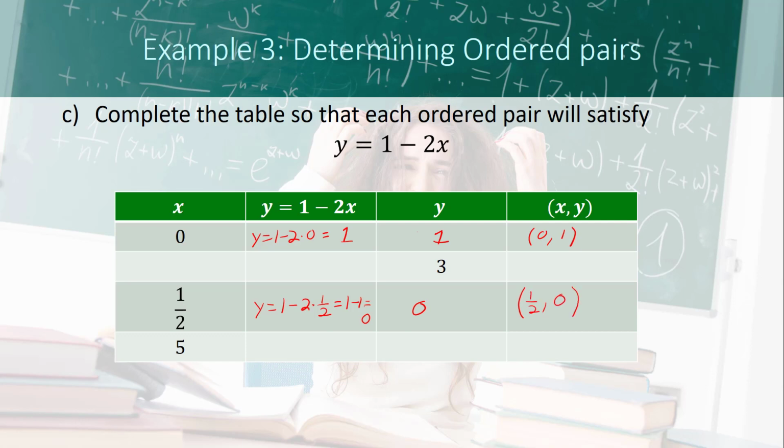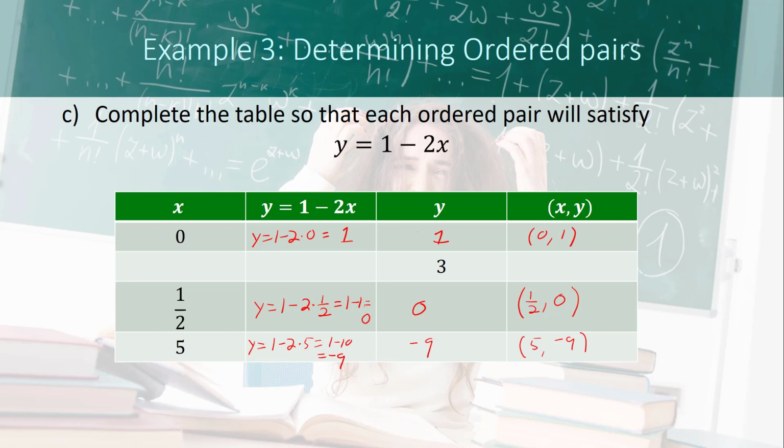And then for this one, we're going to substitute 5 in for x. So we'll have y is equal to 1 minus 2 times 5, which is equal to 1 minus 10, which is equal to negative 9. So here y is equal to negative 9, and the corresponding ordered pair will be, well, x is 5, y is negative 9.